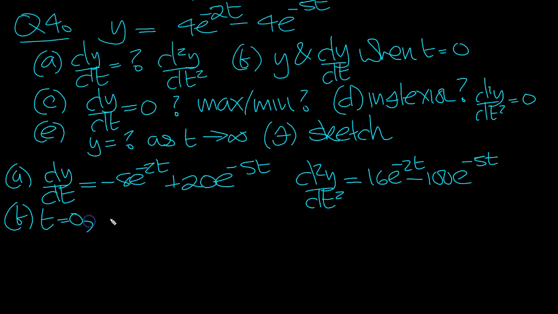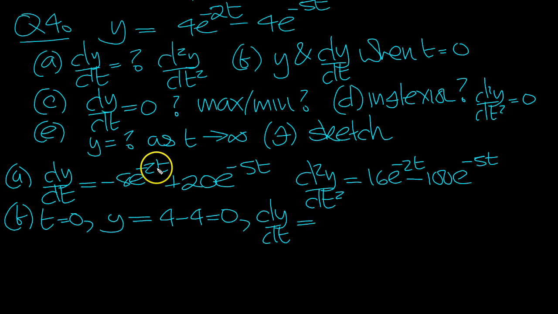Part B, y and dy/dt when t is 0. T equals 0, y is equal to, put 0 in here, e^0 is 1, so that's 4, and e^0 is 1, so it's 4 take 4, which is 0. And dy/dt then, put it in here, e^0 is 1, minus 8, e^0 is 1, plus 20 is 12, so that's B.